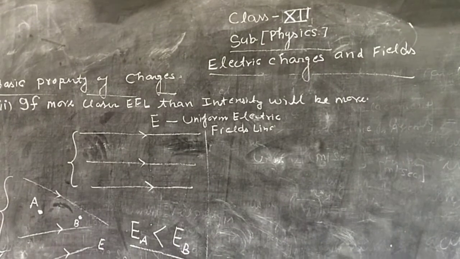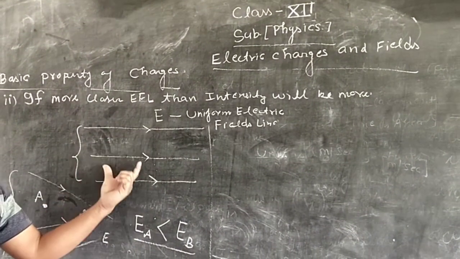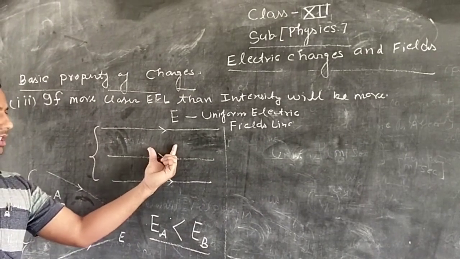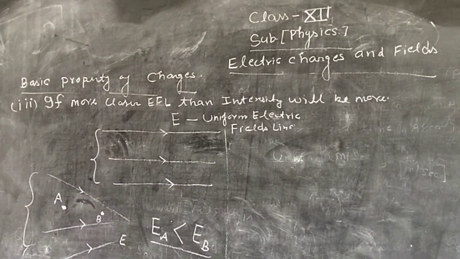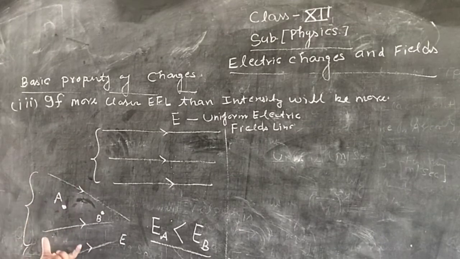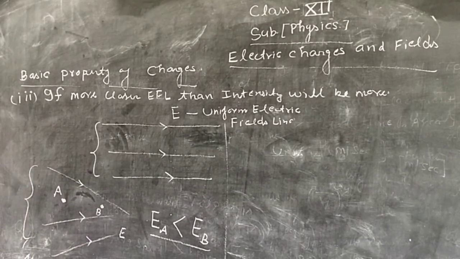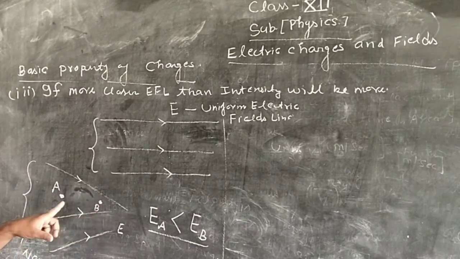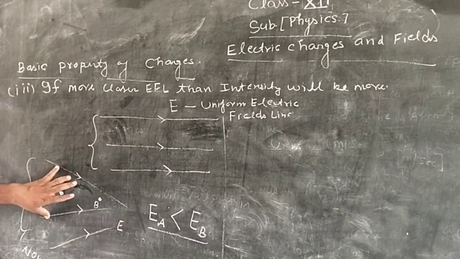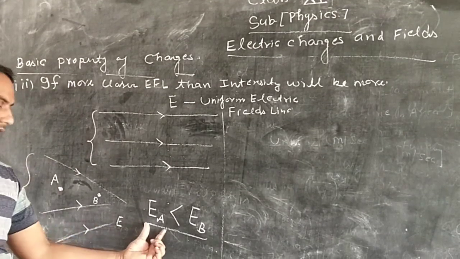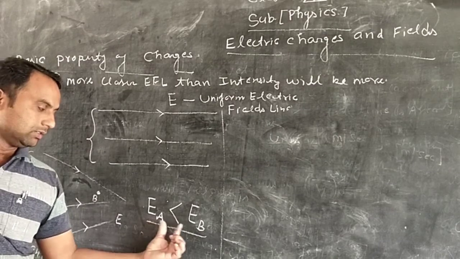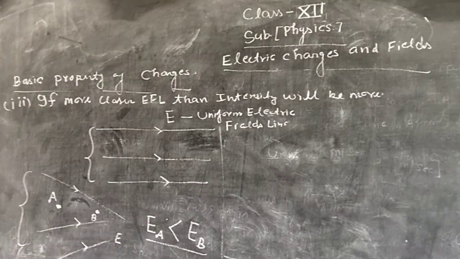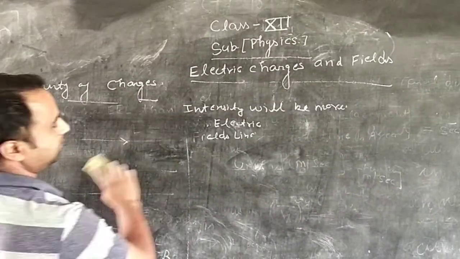From here we conclude that this is a uniform electric field because the gap between the two electric field lines is always constant. This other type of electric field is called a non-uniform electric field. Here we see this is point A and this is point B, and the electric field lines are very far apart near A, so the electric field is lesser at A and more at point B.